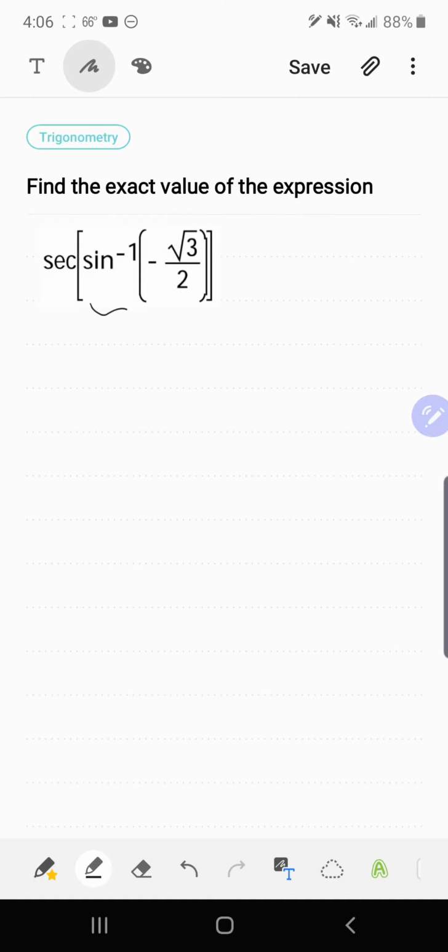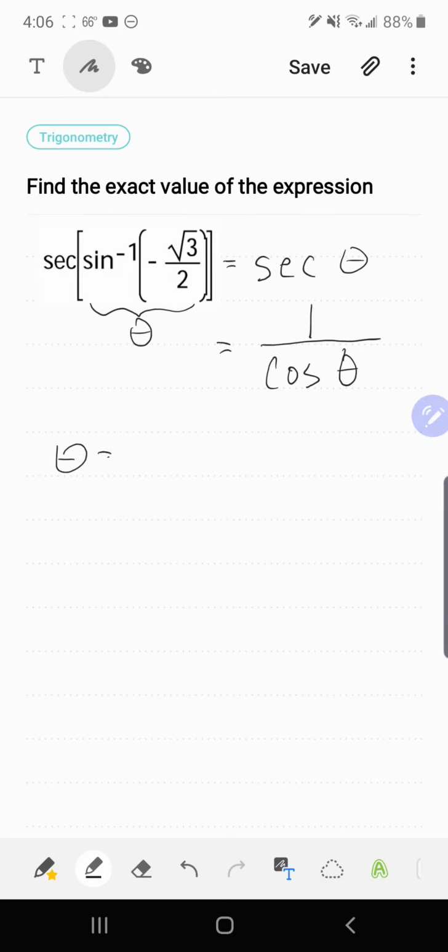So remember that an inverse trig function will equal some angle theta. So really what we're looking for is secant of theta. And if you break that down, what we're looking for actually is cosine theta. And then once we know what cosine theta is, we can do 1 divided by that value and we'll have the value of our expression. All right, so here we go.